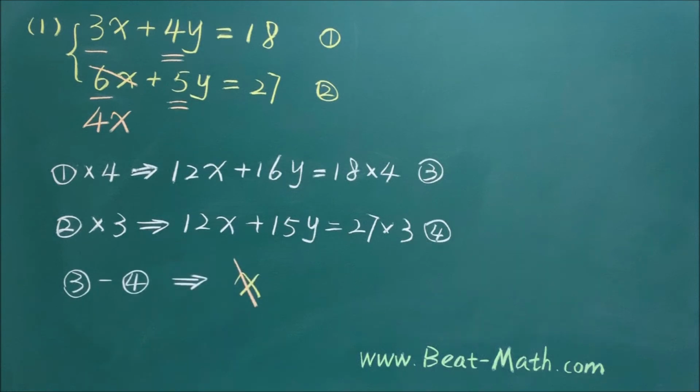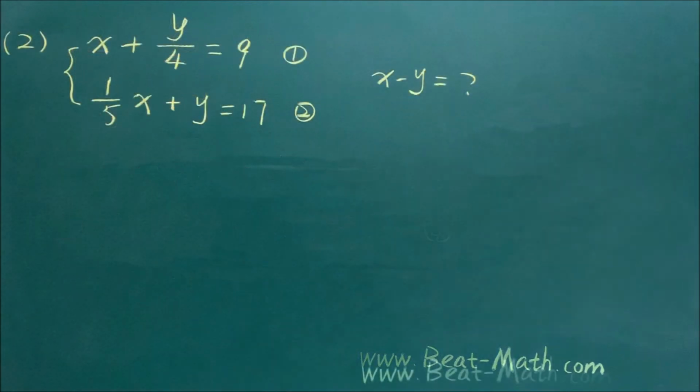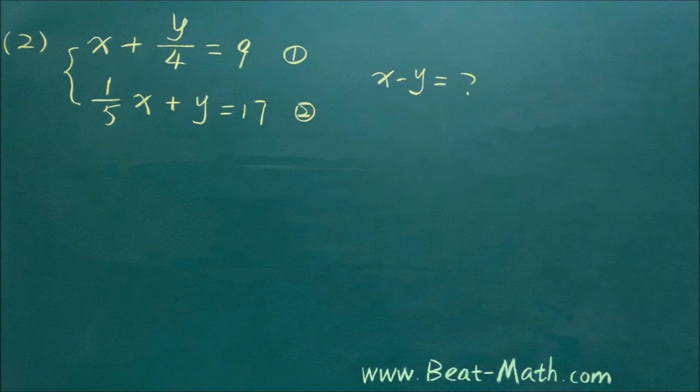Let's look at another example. x plus y divided by 4 equals 9. 1/5 x plus y equals 17. What is the value of x minus y? By solving equations, we get the value of x and y, and then calculate x minus y. Let's do it. First, we convert the fractions to integers. That will make it simpler.